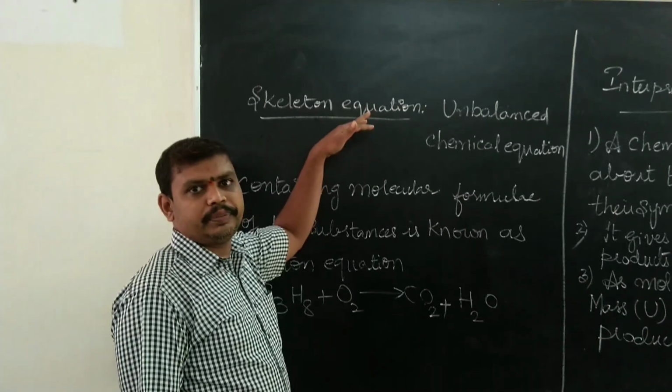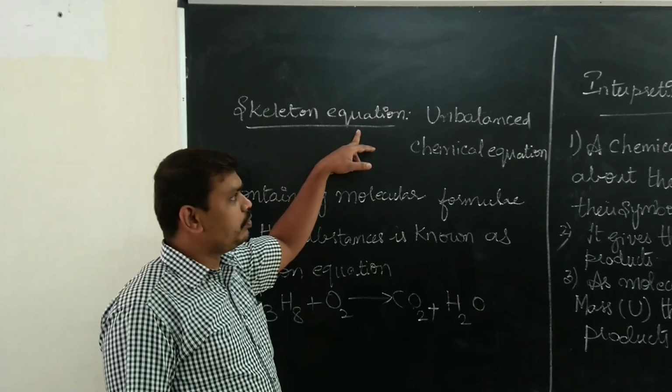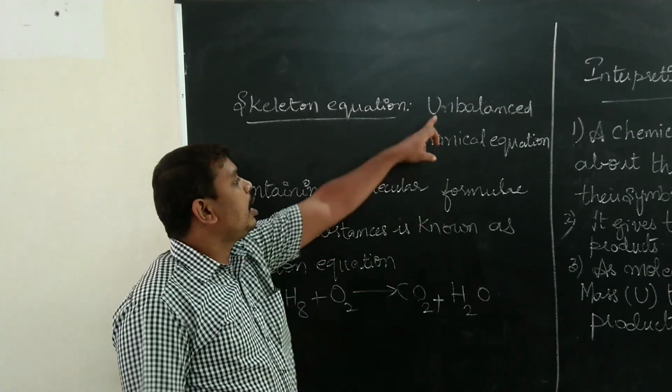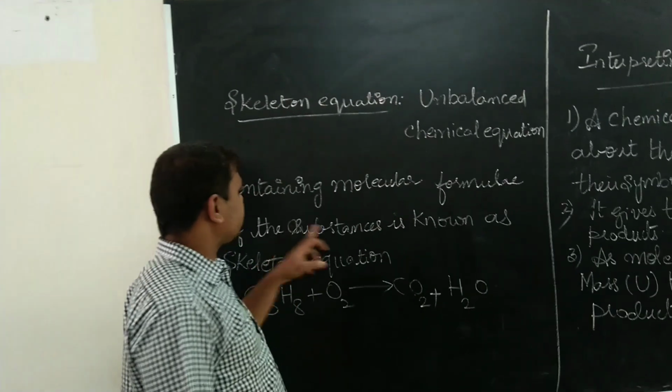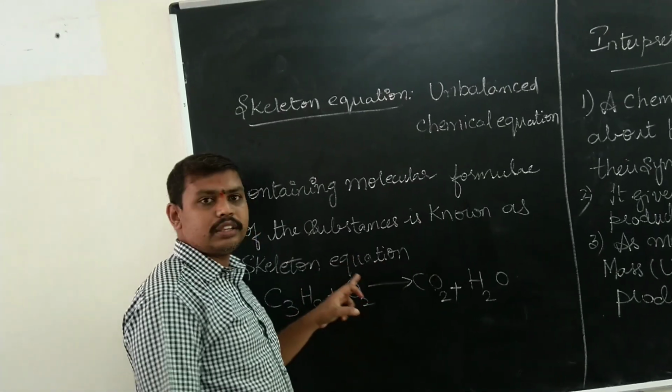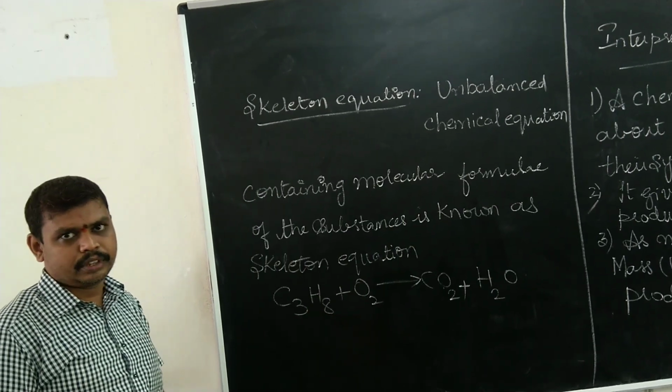The next concept here is the skeleton equation. What is a skeleton equation? An unbalanced chemical equation containing molecular formulas of the substances is known as a skeleton equation.